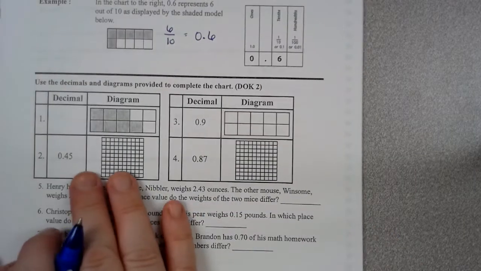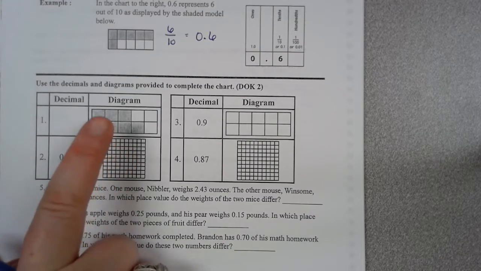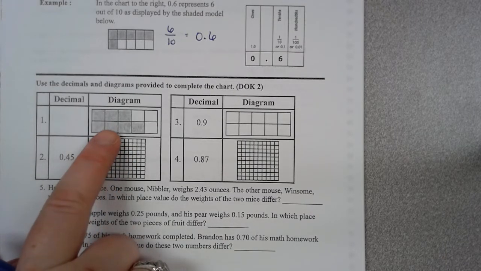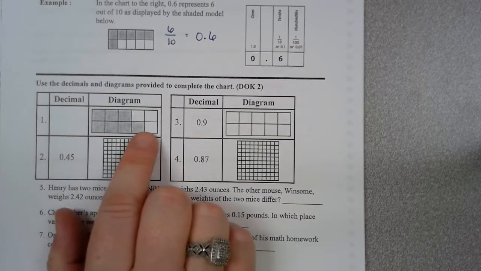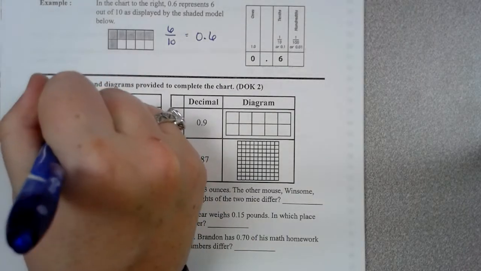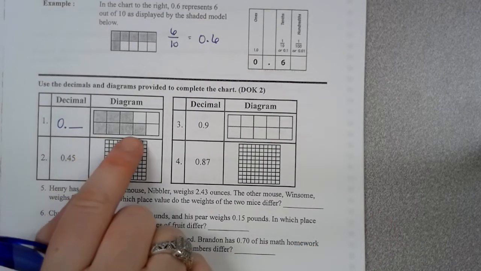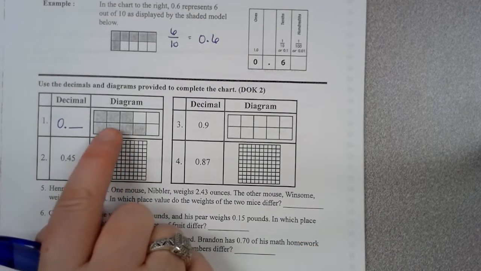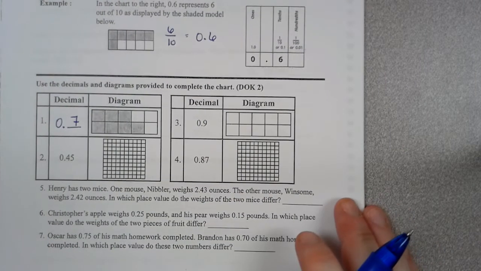All right, right over here, what we have to do is we have to determine what the decimal of this is. Now, right off the bat, we need to count the total number. And I know just by looking at the grid, this is 10. All right, so I know I'm going to have a point and one number. So how many are colored in? 1, 2, 3, 4, 5, 6, 7. Very good. So my number is 7/10.